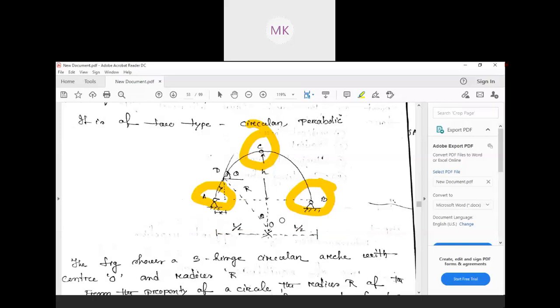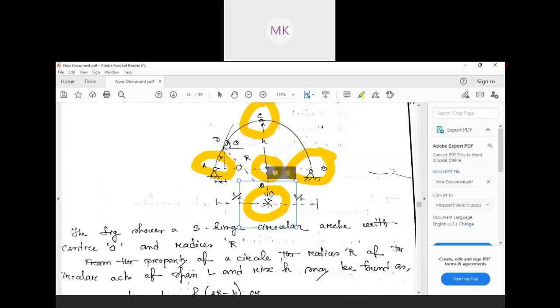Here you see a three hinge circular arch with center O. This is the center. This point is not the center. Remember this. If we draw a circle, you need to use this O as the center, and this radius R is given.